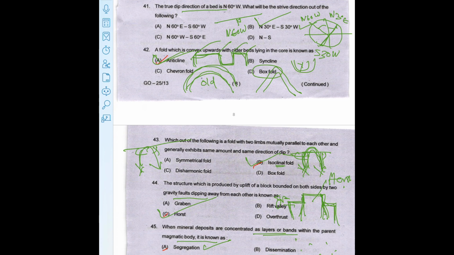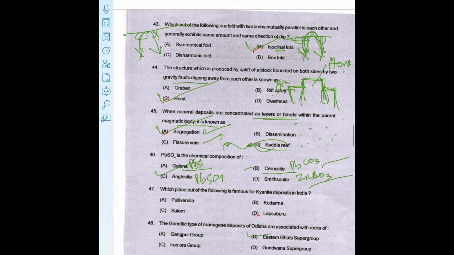Saddle reef, we have convex, these are the saddle reefs. Fissure vein, this is a case of hydrothermal deposit. So, correct answer will be segregation. PbSO4 is a chemical composition of anglesite. There is galena, PbS, cerussite is PbCO3, smithsonite, zinc carbonate. So, PbSO4 is the composition of anglesite.